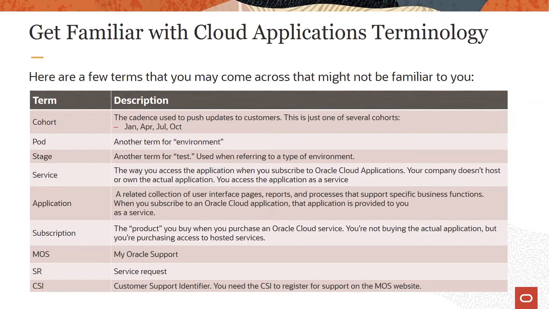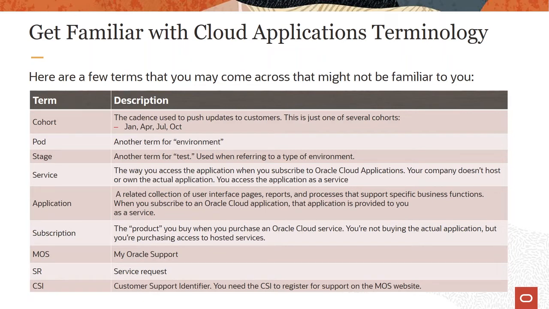Some terminology is always helpful to make sure everyone's on the same wavelength. Everyone belongs to a cohort, and this relates to the frequency or cadence with which your subscription is going to be updated, and that's on a quarterly basis. So every customer is assigned to a particular cohort. For example, you may be assigned to the January, April, July, and October set of updates for the quarterly updates. Other customers may be assigned to the February, May, August, November cohort. We'll talk more about cohorts a little later.